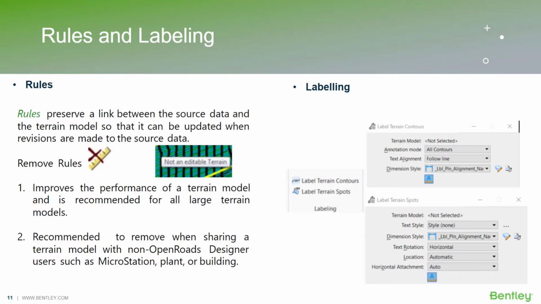And also, I have label terrain spots, which is the second part in labeling, which helps you to annotate the spots in the terrain model. So this can also be done in different ways. And you can also rotate the text and set the horizontal or vertical position if you want to. So I will demonstrate the label terrain contours now.